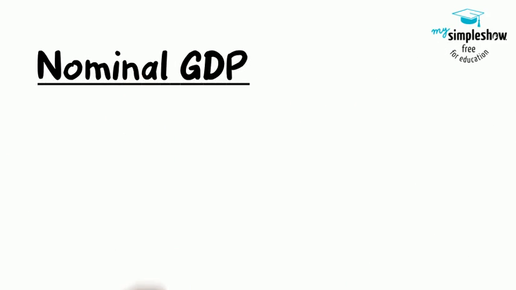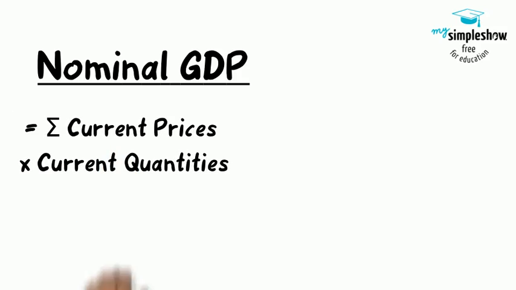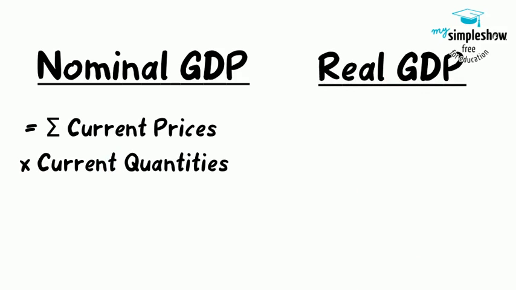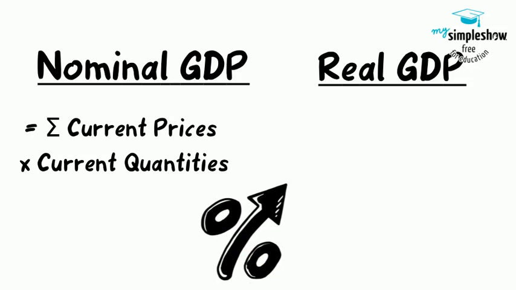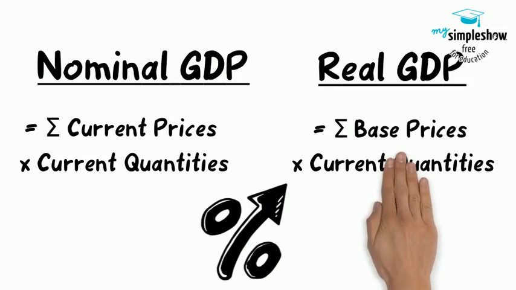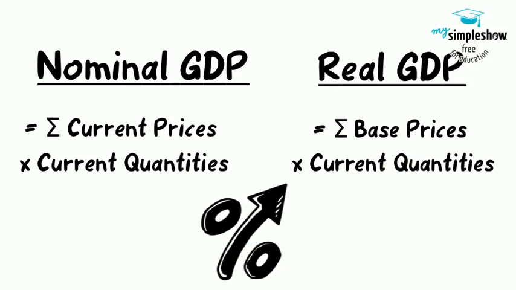The nominal value of any economic statistic means that we measure the statistic in terms of actual prices that exist at the time. To calculate nominal GDP, we simply multiply the current prices with current quantities. The real value refers to the same statistic after it has been adjusted for inflation. Generally, it is the real value that is more important. To calculate real GDP, we simply multiply the base year prices with current quantities.